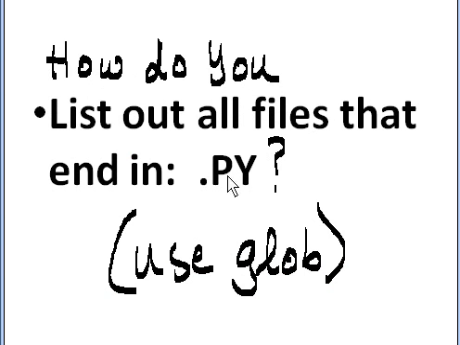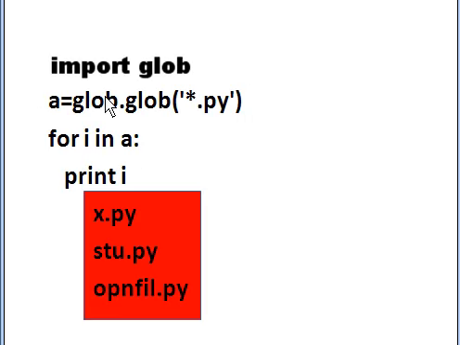How do you list out all files that end in .py? Use glob. Import glob, A equals glob.glob, parens, star.py. Then that's assigned to A. For I in A, print I, and you get this nice list.